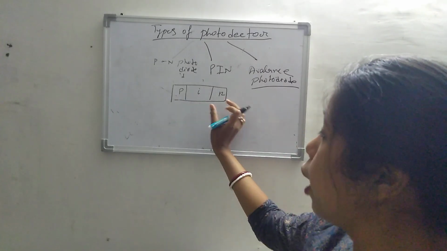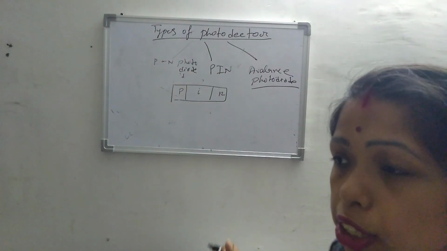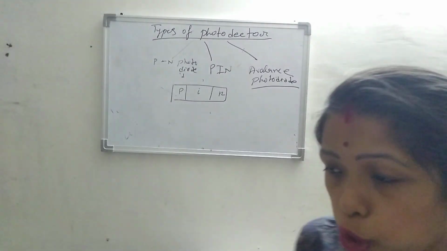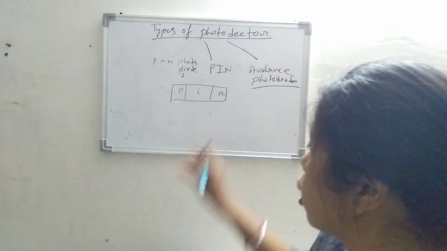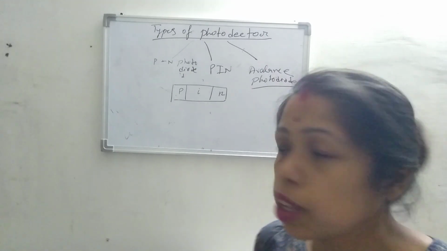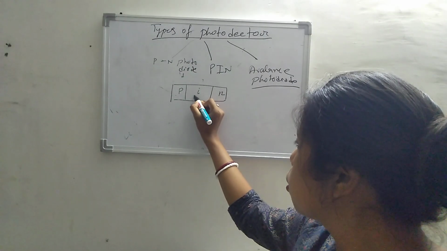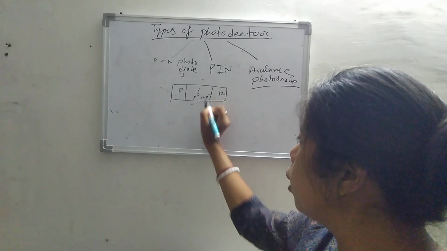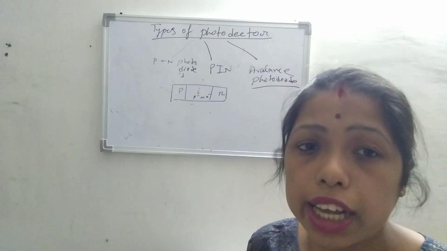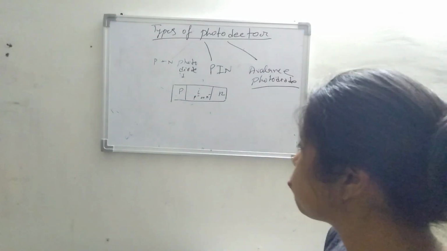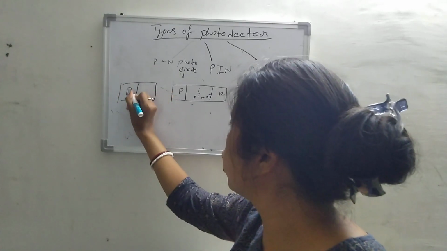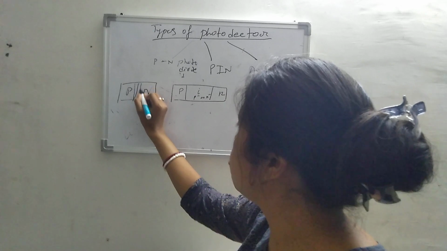This P and N are both highly doped. Highly doped means, in the P-type semiconductor, a high concentration of P-type doping, and in the N-type semiconductor, a high concentration of N-type impurity. And the I may be P minus or N minus, lightly doped. Fewer majority carriers are there in the intrinsic layer. Now, if we draw the diode, here we will get the depletion region.